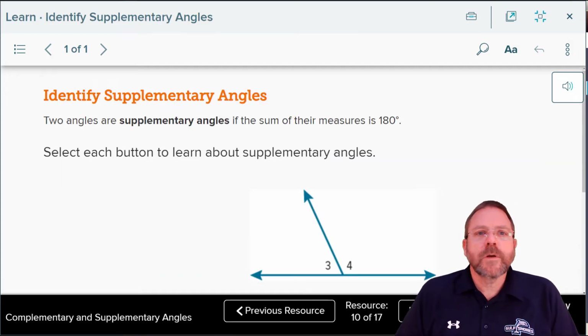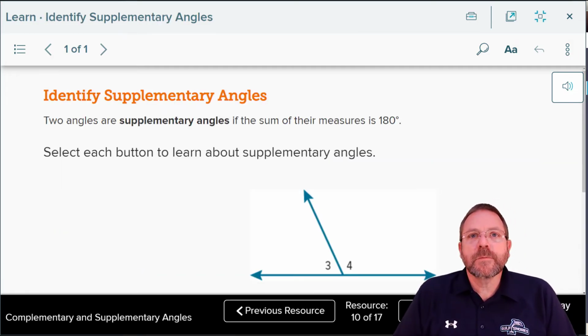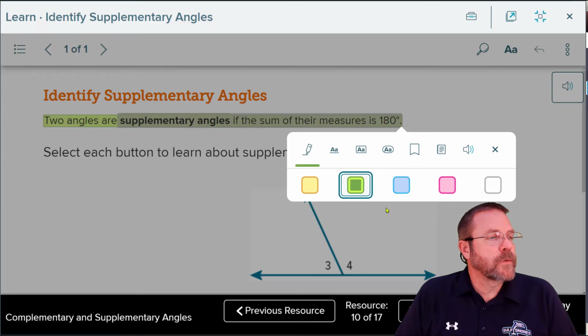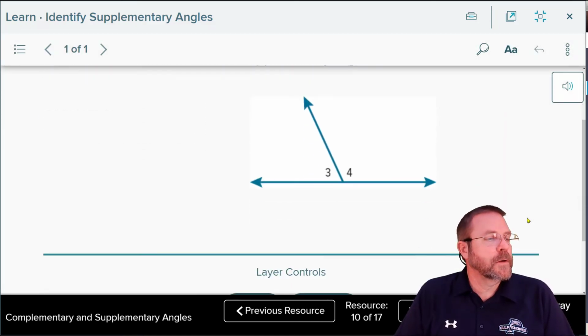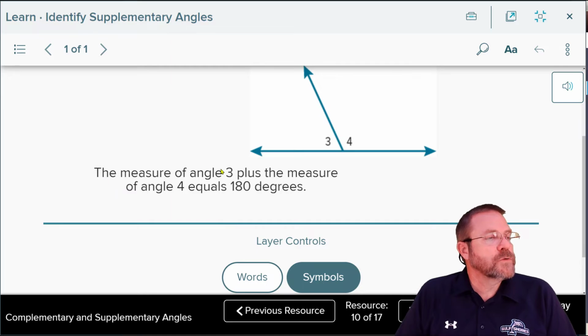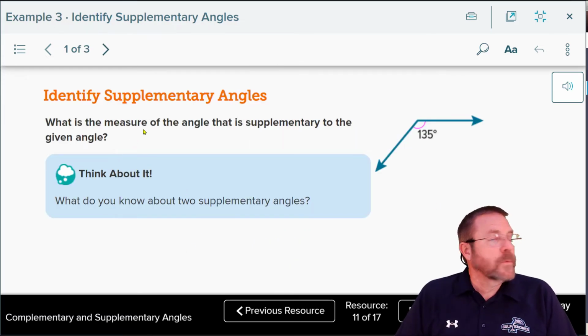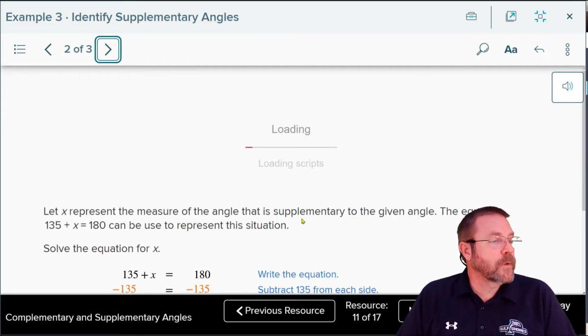Now the next concept we're going to learn is supplementary angles, which is very similar to complementary angles, except they add up to equal 180 degrees. They make a straight line, so they're 180 degrees. If we look at it in words, the measure of angle 3 and angle 4 equals 180 degrees. And if we look at it with symbols, the measure of angle 3 plus the measure of angle 4 is still equal to 180 degrees. So for example 3, they're going to start off asking what the measure of the angle is that's supplementary to that. In other words, what angle plus 35 degrees, 135 degrees, is going to equal 180 degrees.